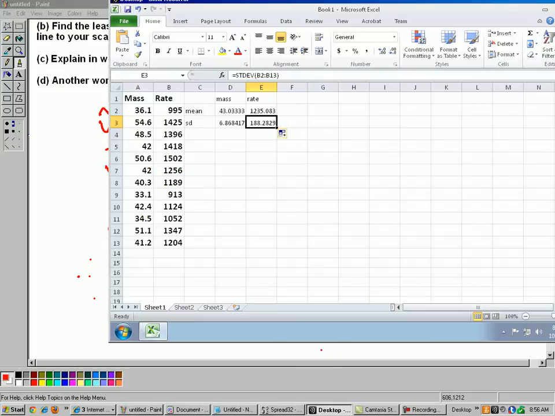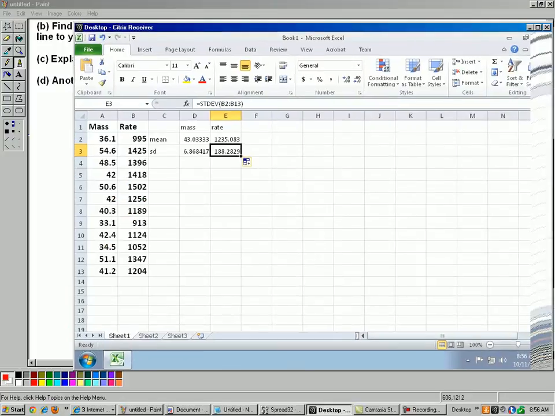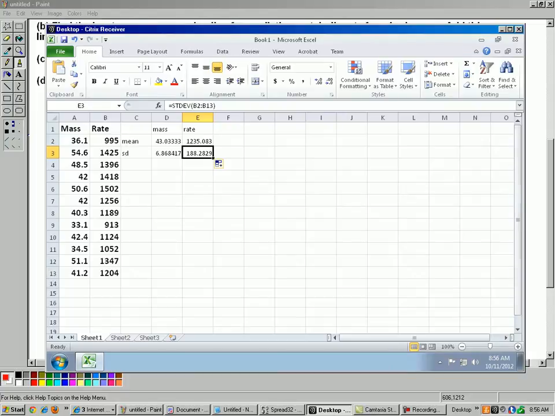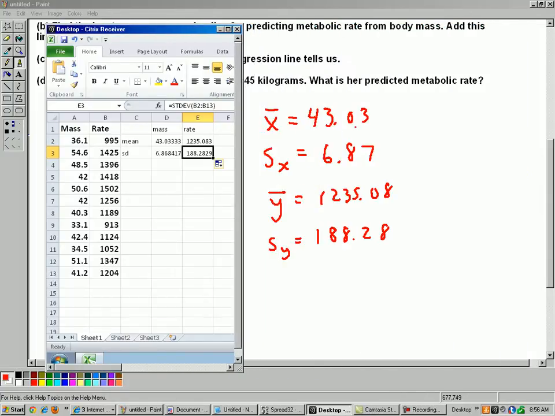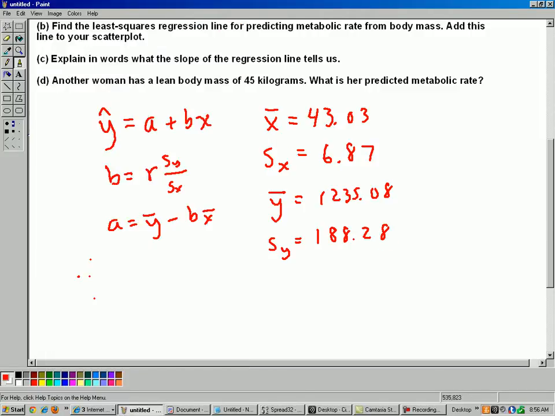Okay, let me just double check here, make sure that I copied all those down correctly. Okay, so 43.03 is the mean of the mass, 6.87 is standard deviation, the rates 1235.08 and 188.28. Okay, looks good. So now all you do is you just take those values right here and just plug them into the formulas, and you get your slope and y-intercept.